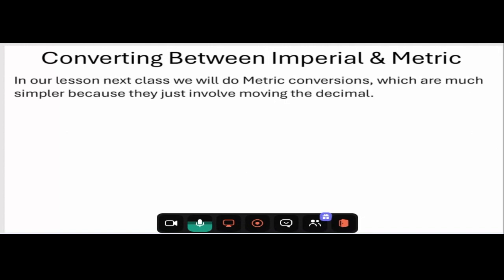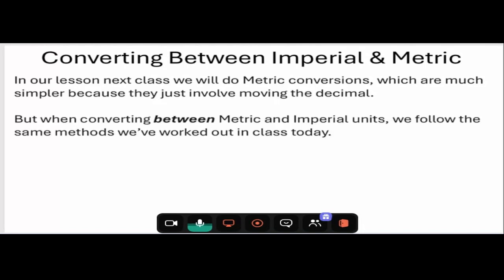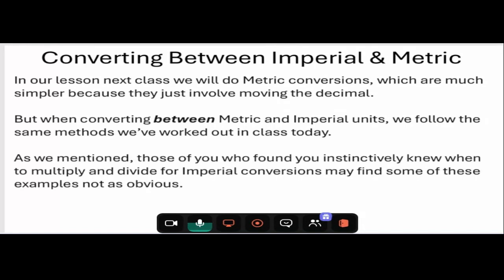Okay, for our last little bit here, we're going to look at converting between imperial and metric, which actually you use the same methods for. When we get to our next lesson, we will do metric conversions, and they are way easier because metric is built all around multiplying by 10, and multiplying by 10 just means moving the decimal to the left or the right. So multiplying or dividing by 10, I should say. So metric conversions are really easy, but conversions between imperial and metric, we need to use the same 3 methods that we just looked at.